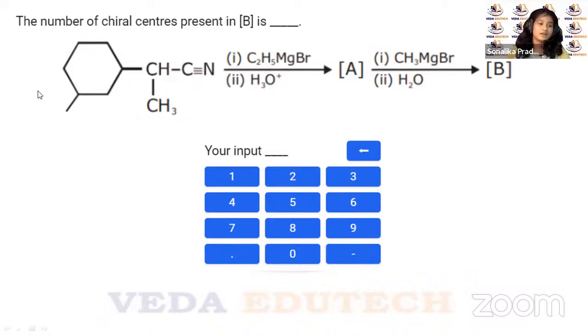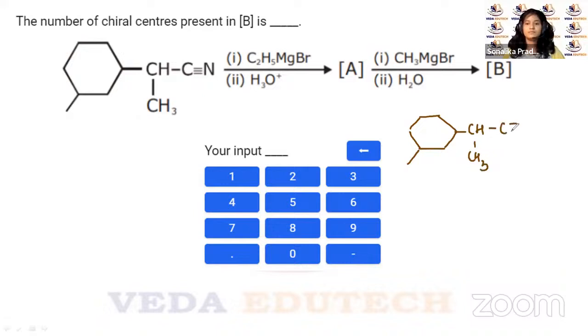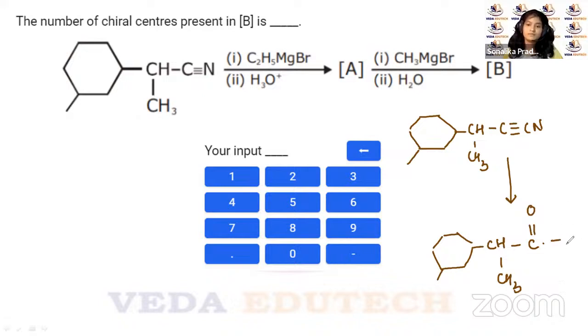Okay, so let us see, children, what is being asked in this question. A compound is given to us here. Let us draw that compound. Then we are given ethyl magnesium bromide and H3O plus. We know that this reagent is going to form your ketone. This is a preparation of ketone, yes or no, children? Yes. So this is going to give you ketone.